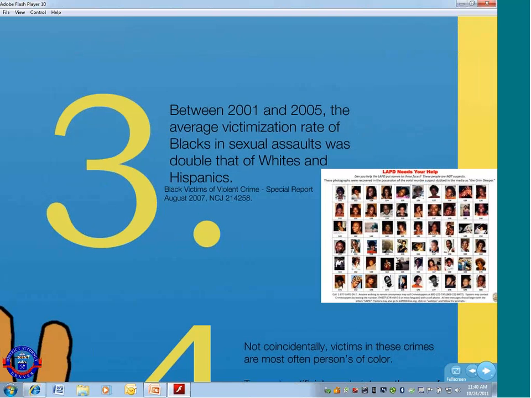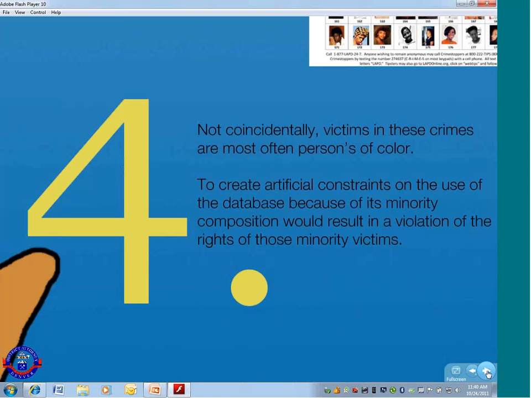So this is a technology that helps us solve rapes and murders, and oftentimes those victims are people of color. And to create an artificial constraint against using the database in this manner would result in a violation of those victims' rights to have their cases resolved.